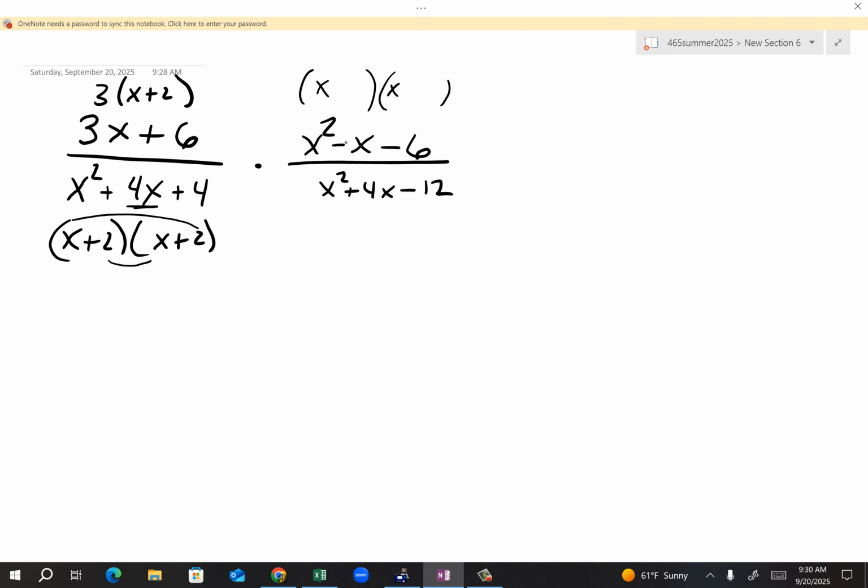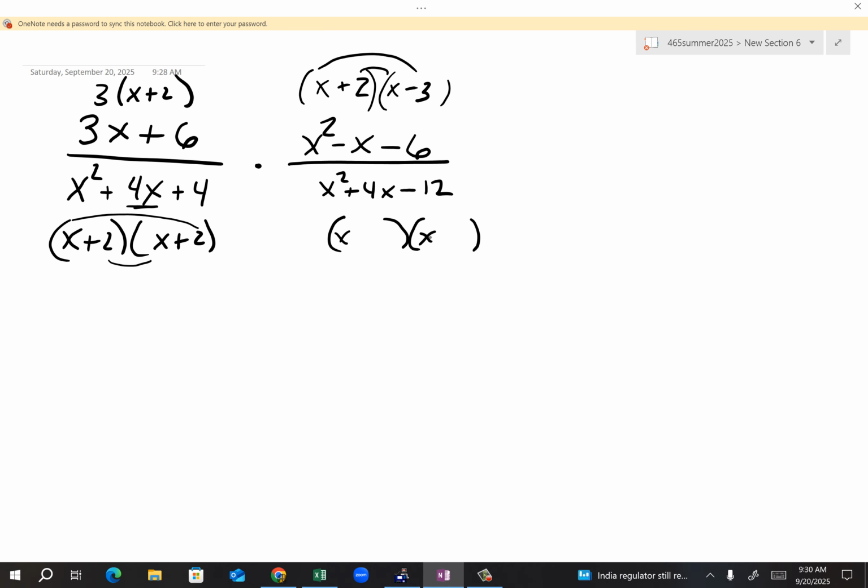But remember, they have to add to -1, so they have to be 2 and 3, right? Because they're 1 apart. And this is going to be negative, and that's positive, because that's -3 plus 2 is -x. And then down here, you're going to have x and x, factors of 12.